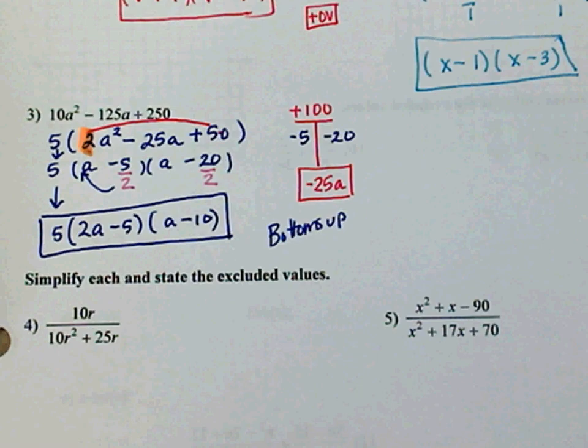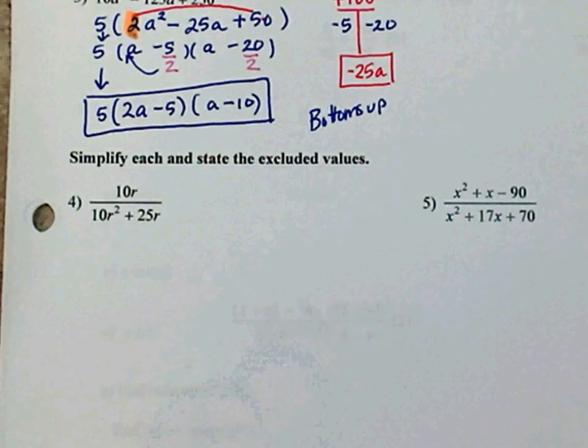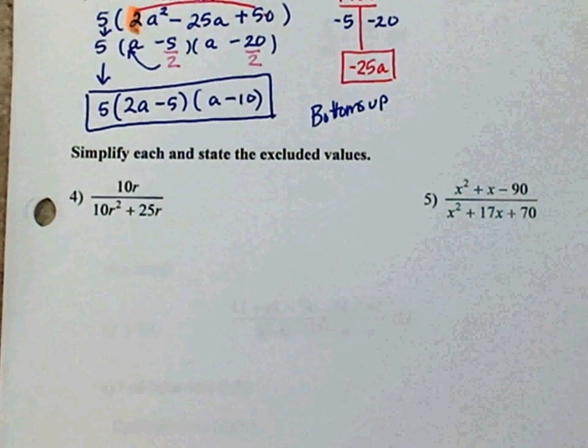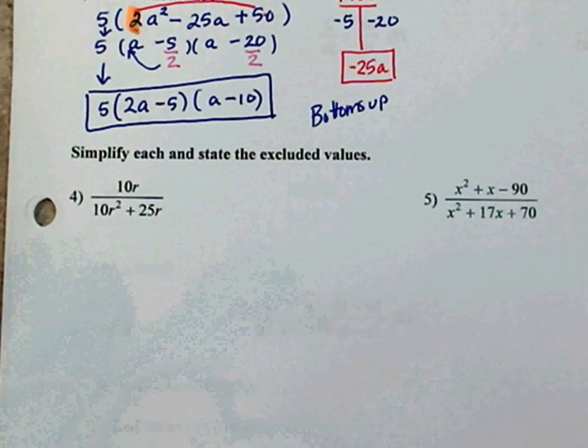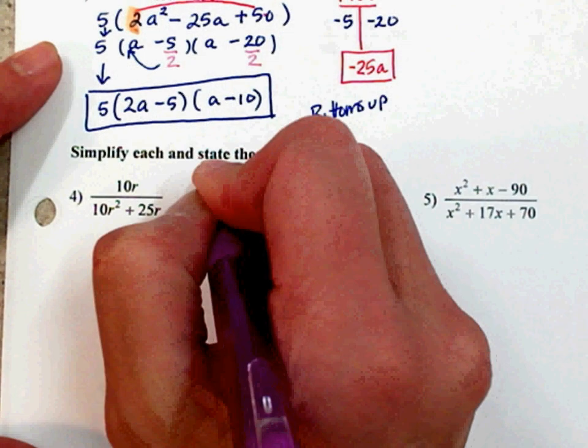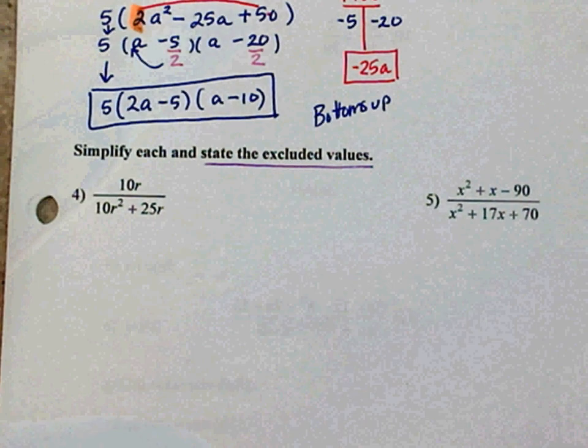Okay? All right, let's look at number 4. This time you are to simplify your rational function, or in this case, rational expression, into the simplest form. Don't forget to state your excluded value. All right, let's look at number 4.